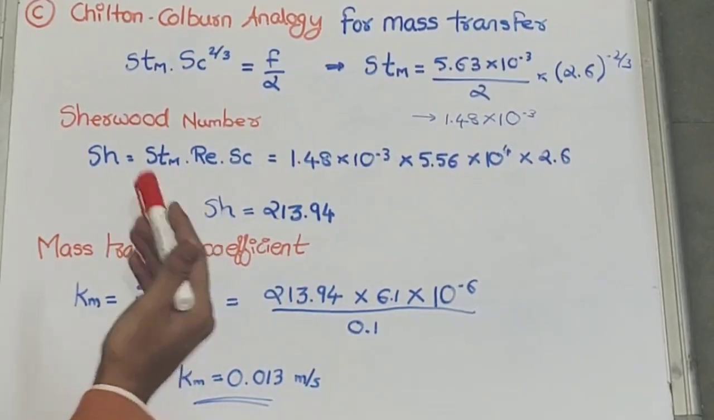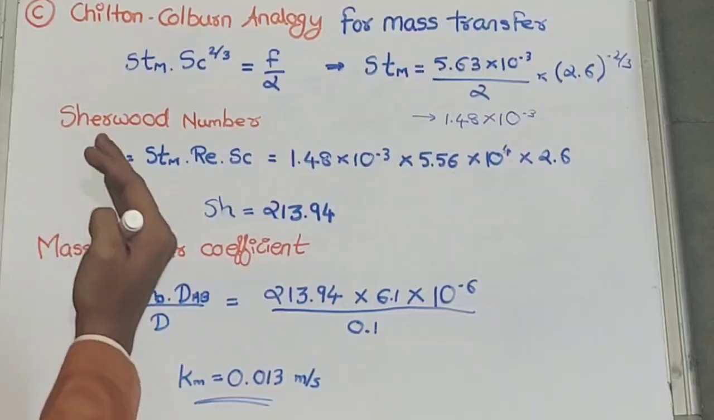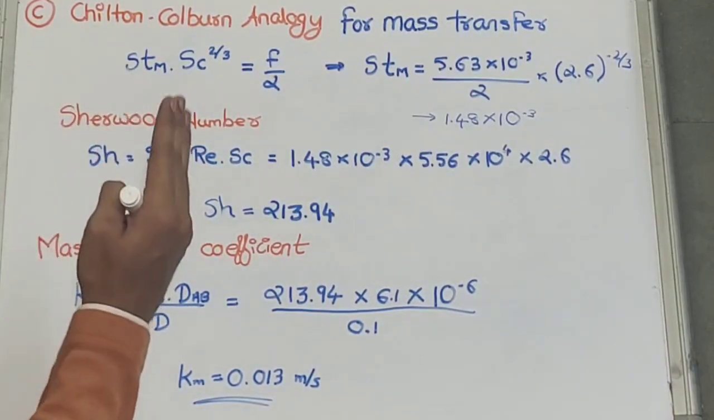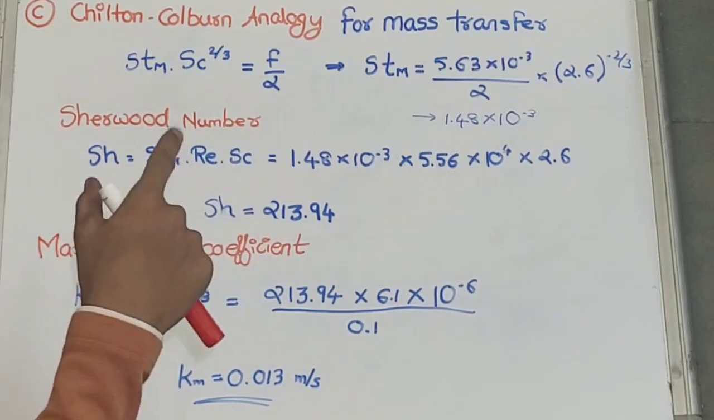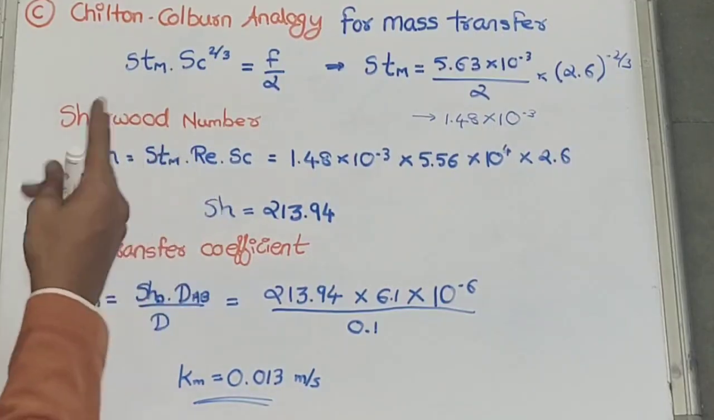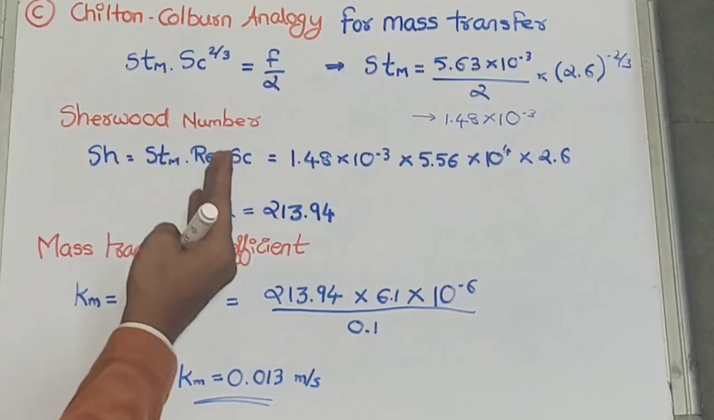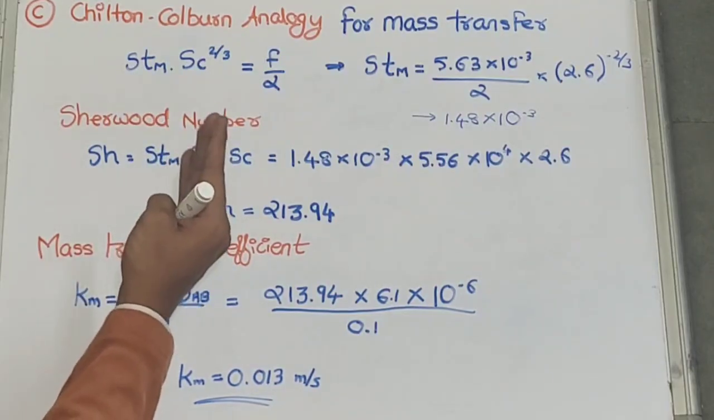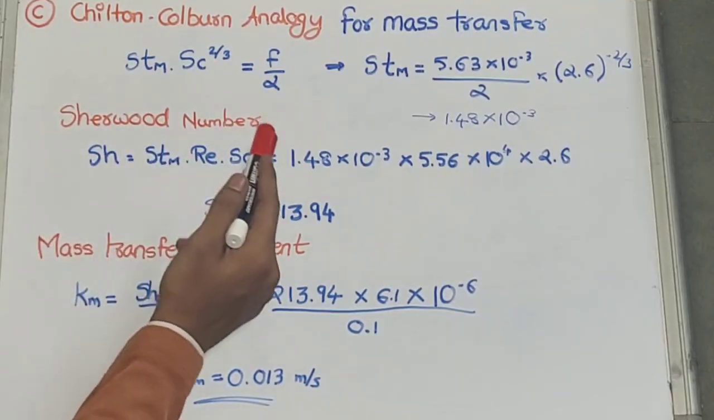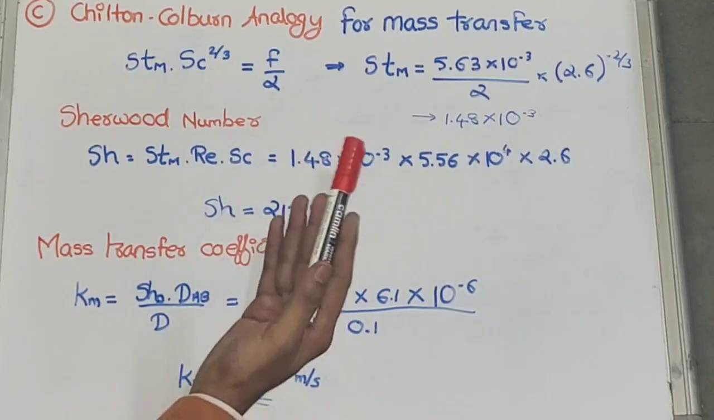Now let's proceed to part C. In the part C, we need to find mass transfer coefficient. So let's go step by step. First of all, we need to use Chilton-Colburn analogy for mass transfer. From this, we will get Stanton number for mass transfer. So the formula of Chilton-Colburn analogy, as you all are familiar with, is f by 2 is equal to Stanton number for mass transfer multiplied by Schmidt number to the power 2 by 3. So substituting the values of Schmidt number and friction factor, we get Stanton number for mass transfer as 1.48 into 10 to the power minus 3.